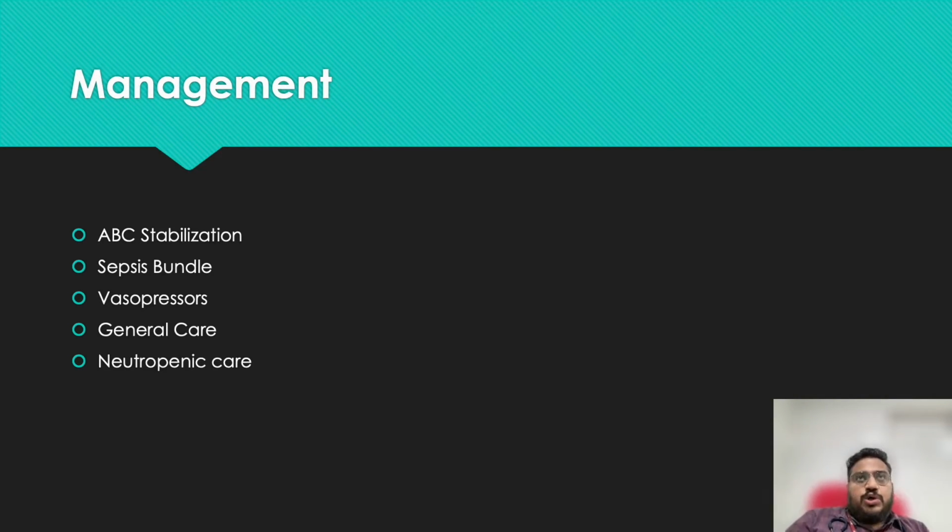The sepsis bundle is what we do for all patients with suspected sepsis coming to the ED. The sepsis bundle comprises measuring the serum lactate level, so documenting the serum lactate level. If it is above 2, we call it hyperlactatemia. Above 4 with acidosis, we can call it lactic acidosis. So we have to measure the serum lactate.